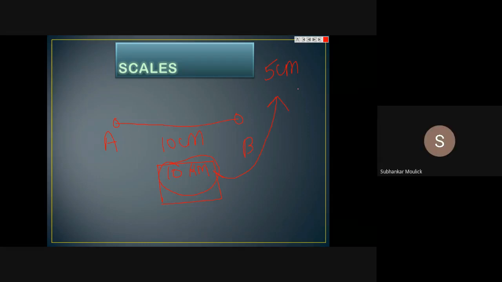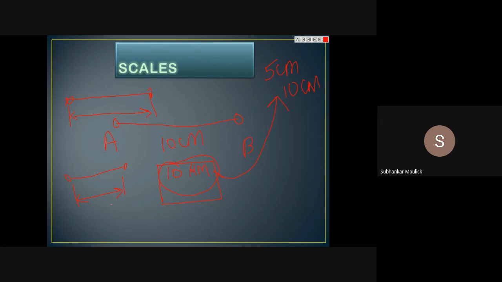Yes, sir. I can divide my 10 kilometer line into a 10 centimeter line. That means in my drawing sheet, if I draw a straight line of length equal to 10 centimeter, that 10 centimeter line is nothing but 10 kilometer line. If I draw a 5 centimeter line, that 5 centimeter line is nothing but my 10 kilometer. That means what I am doing, I am scaling the distance up or down.